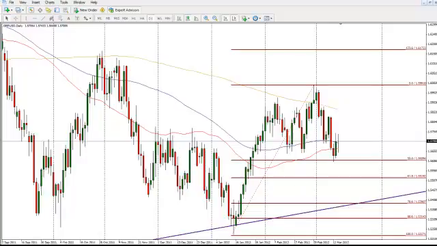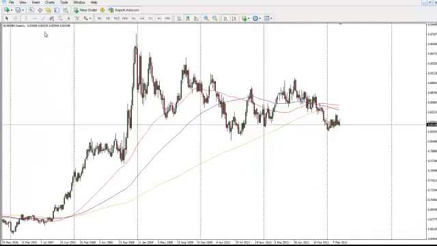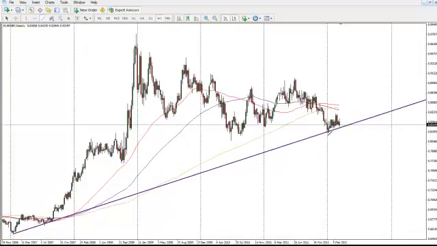Okay, let's have a look at euro pound now. Let's flip it to the weekly. So what do we have on this weekly chart? We have a very long-term support line there. As you can see, it's been holding since 2006, so massive trendline support there.